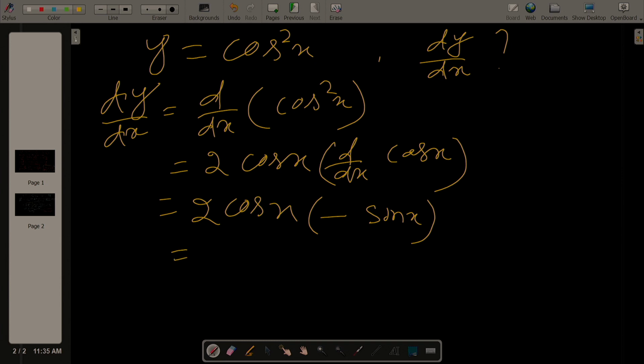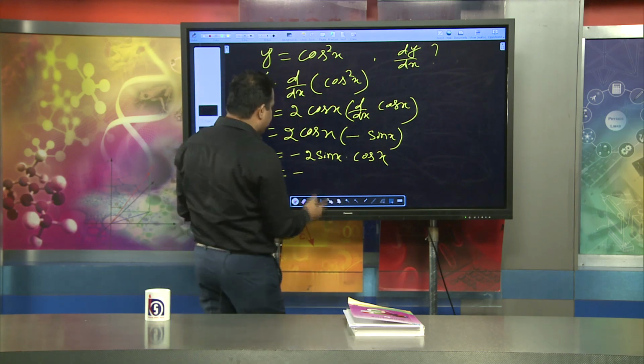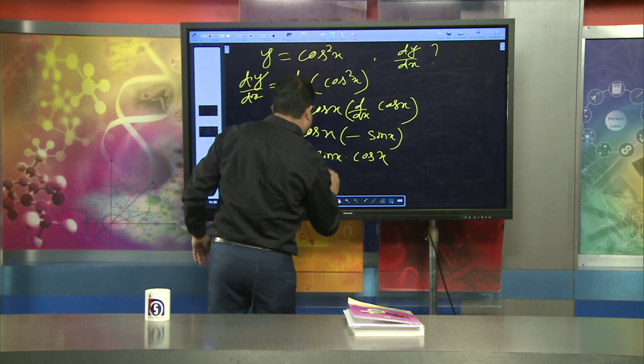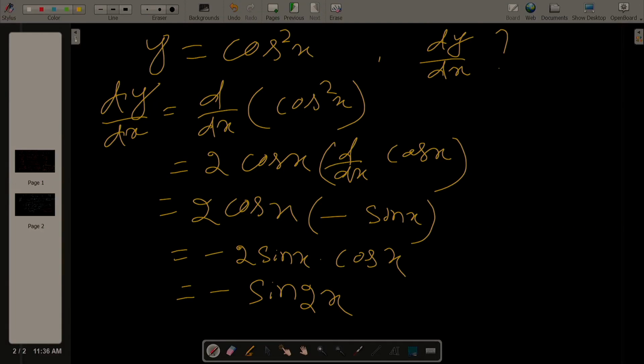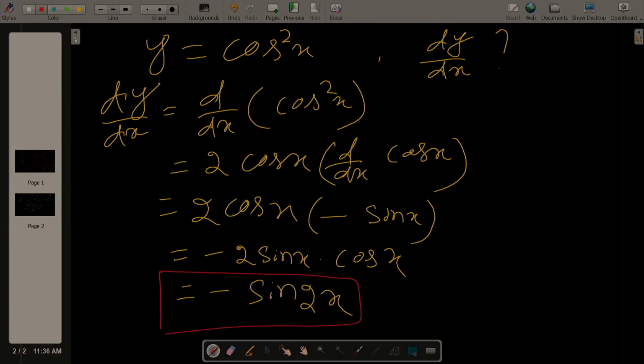So I can write minus 2 sin x into cos x. The formula is 2 sin theta into cos theta equals sin 2 theta. So I can write 2 sin x into cos x as sin 2x. That is the exact answer, or we can say very simply that the derivative of cos square x is equal to minus sin 2x. Dear learner, this is the way to find out the derivative of the function.